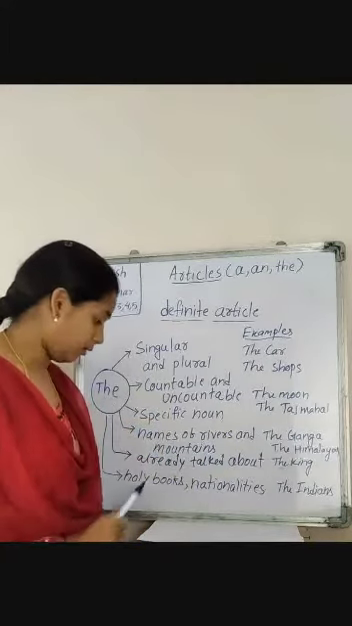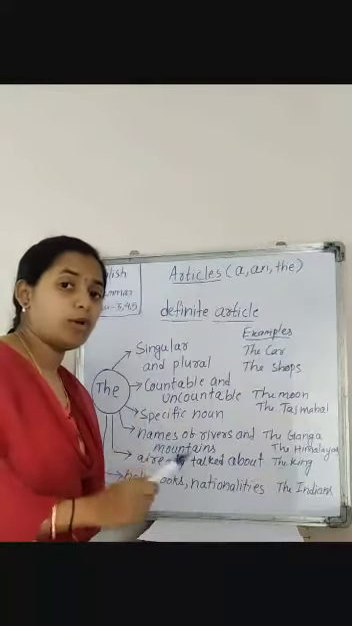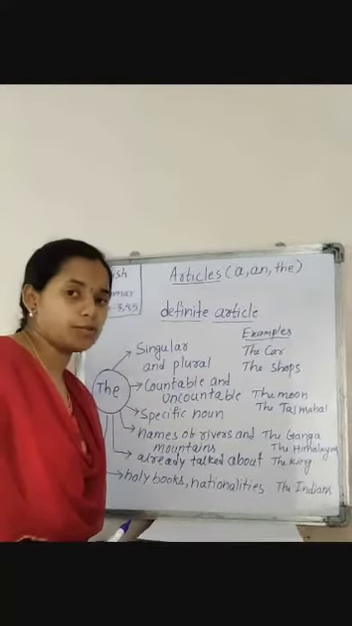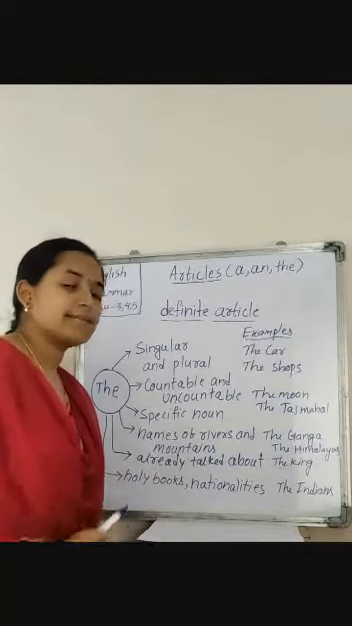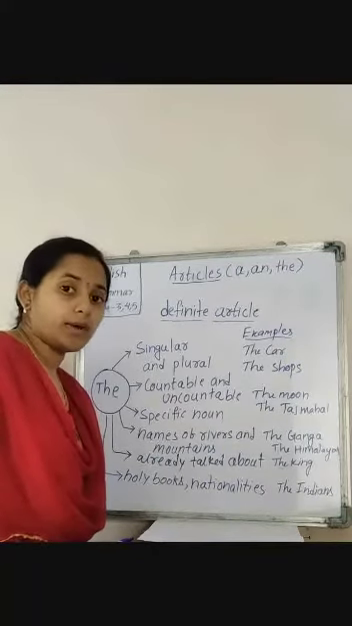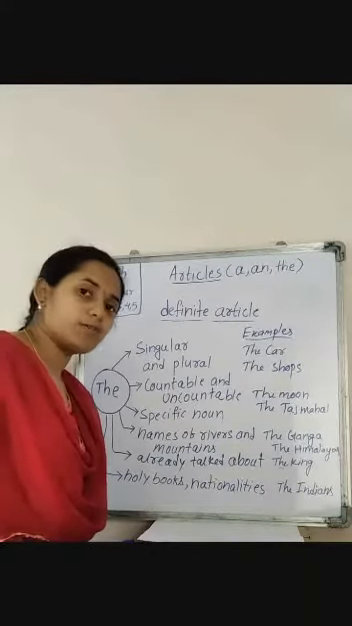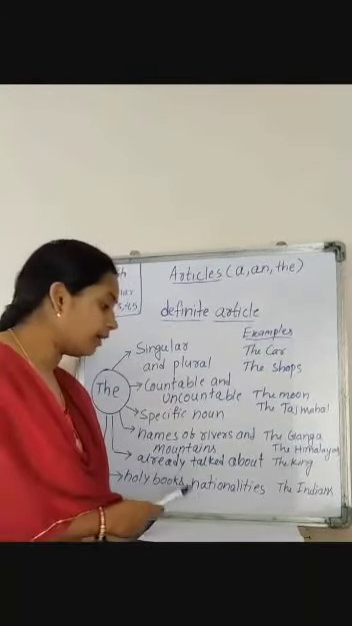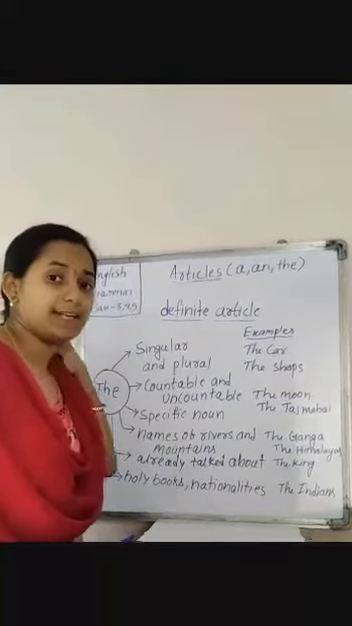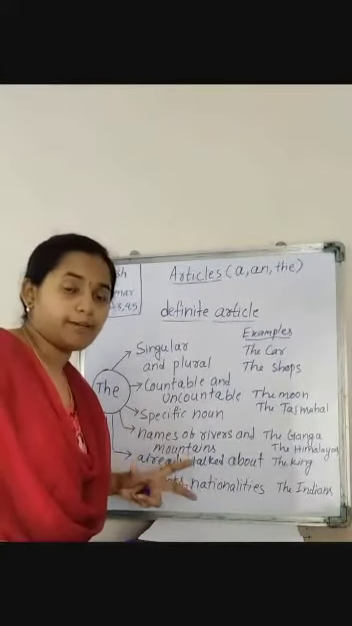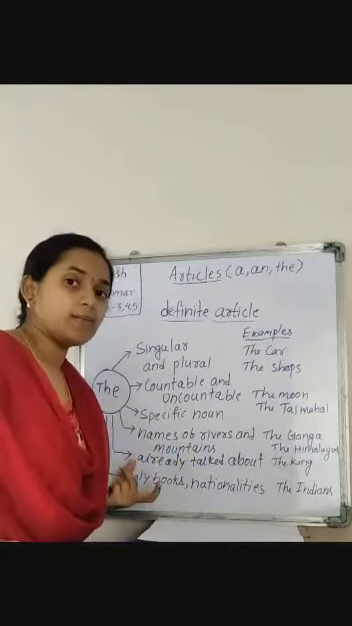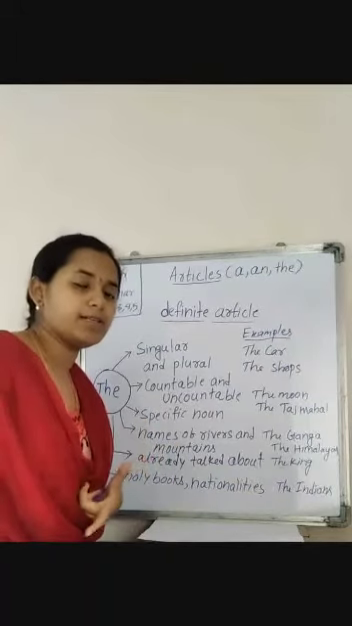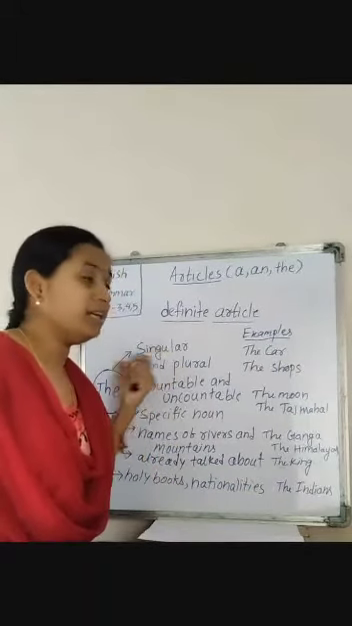Now next is what here? Next examples are holy books like Gita, Bible, Quran. Before such holy books also we use the. So we can say the Gita, the Quran, the Bible. At that time also we use the definite article the. Okay kids, now next is nationalities. What do you mean by nationalities? Yes, Indian, African, American, right? So at that time also we use the. Here one example is there: the Indians, the Africans. At that time also we use the article the.